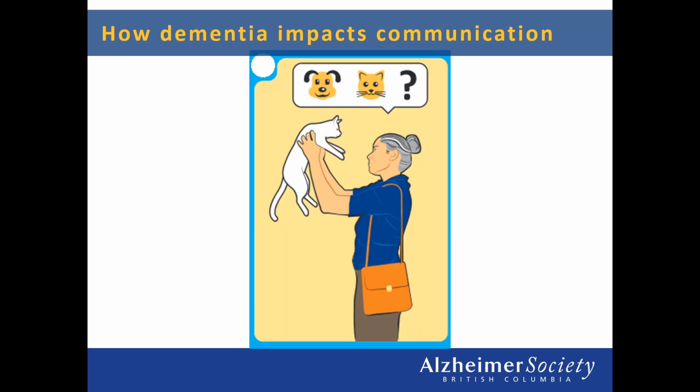Let's look at a practical example. What do you think this woman might be having difficulty with? When you see this picture, what do you think she is wondering? She could be wondering, what is this thing? Or she may just be trying to work out whether this is a dog or a cat. Or she might be trying to recall the name. Is this Fluffy or Buddy?